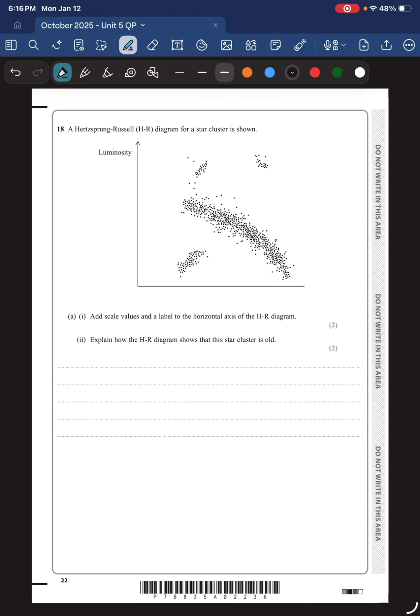A Hertzsprung-Russell HR diagram for a star cluster is shown. A, add scale values and a label to the horizontal axis of the HR diagram. So for the horizontal axis, we have the temperature in Kelvin, and it increases backwards. Let's say that if this is 2500 kelvins, then this is going to be 5000, then this is going to be 10,000, and then this is going to be 20,000 or something like that.